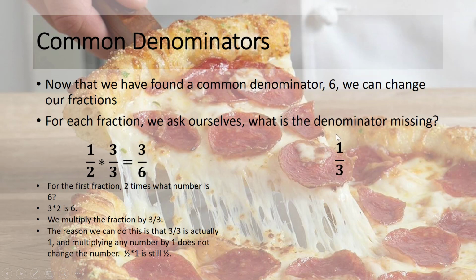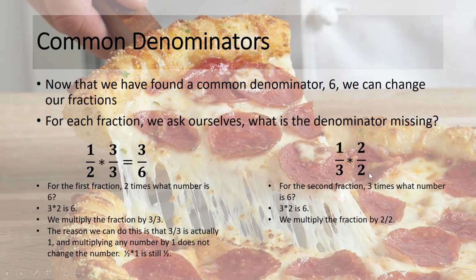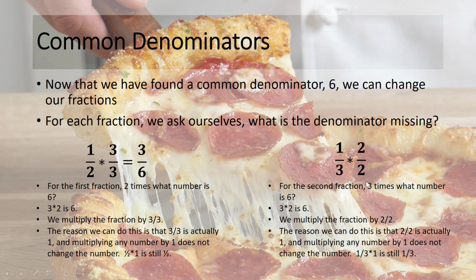Likewise, on the other side, how did I know to multiply 1/3 by 2 over 2? Again, I'm asking myself, 3 times what number is 6? And the answer is that 3 times 2 is 6. So we multiply by 2 over 2. And again, the reason this is a completely legal math operation and doesn't change anything is because 2 over 2 is simply 1, and 1/3 times 1 is still itself. So I get 1 times 2 is 2, 3 times 2 is 6. And again, 2 over 6 could reduce to 1/3. I can always go back to my original fraction because these are equivalent fractions, 1/3 and 2/6.